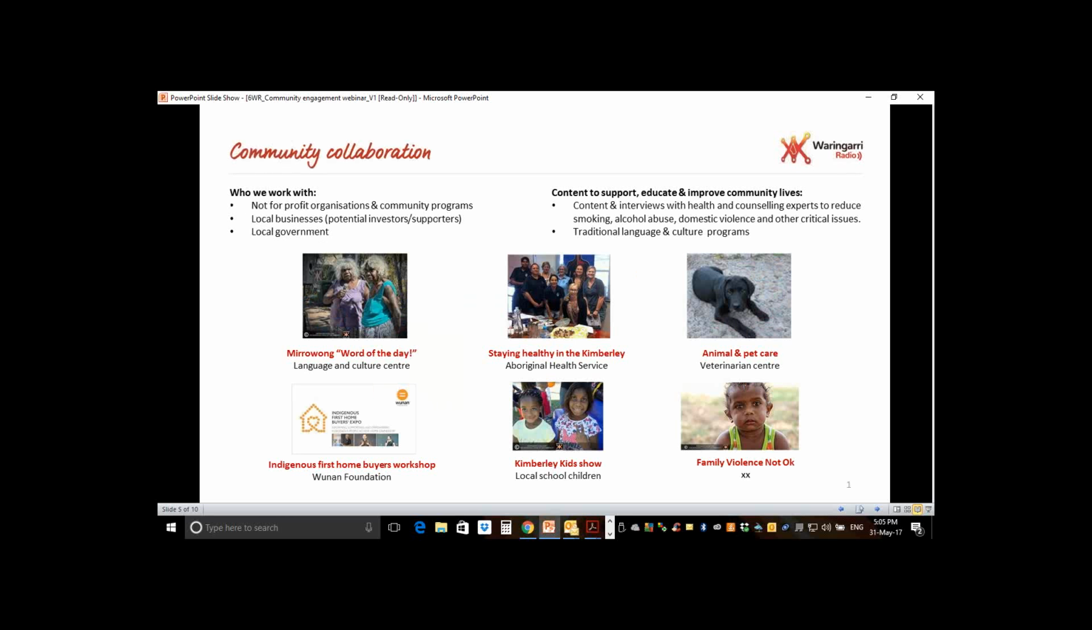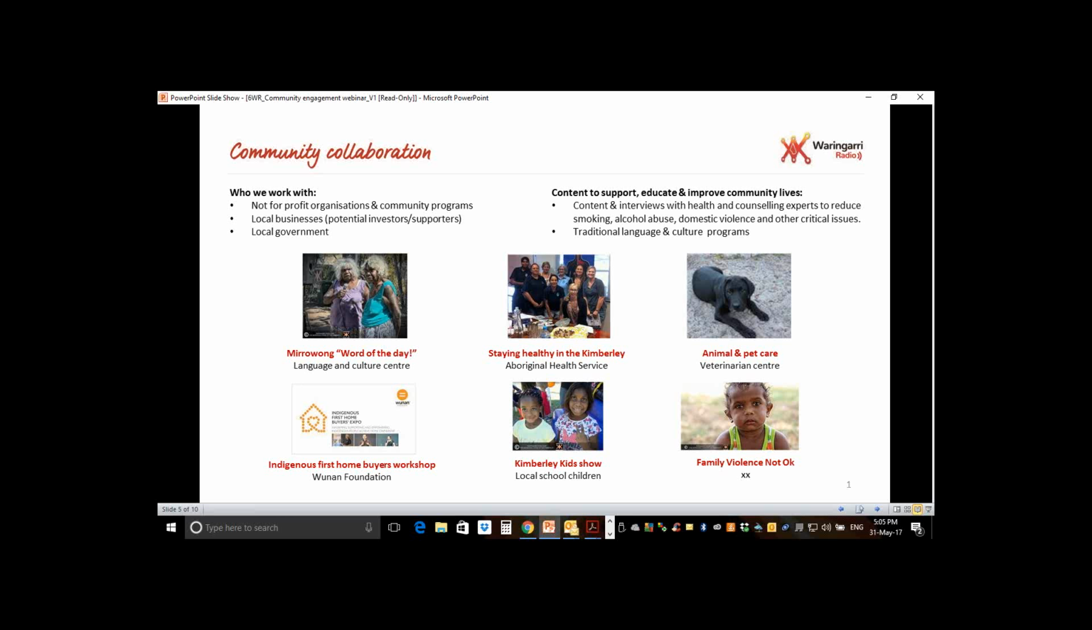Then talking about community collaboration, we have different segments with the Language Center. With the Language Center, they talk about the local language, which is the Miriwoong language. On the radio we talk about the word of the week. We take a word and they do a three-minute story around that word of the week, and that is aired for the whole week. So with that, we have a bank of Miriwoong language of the week.